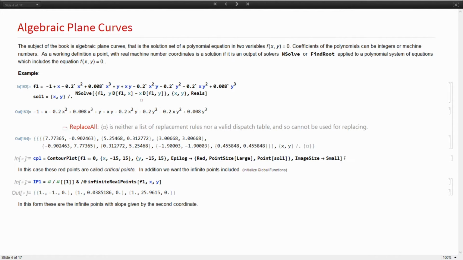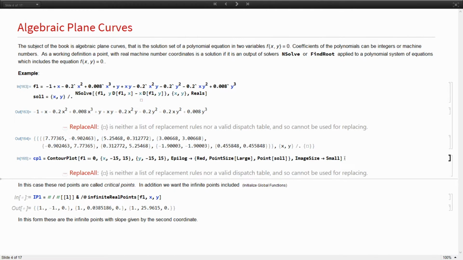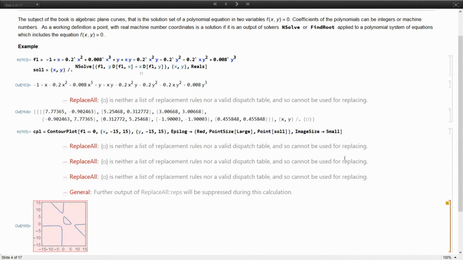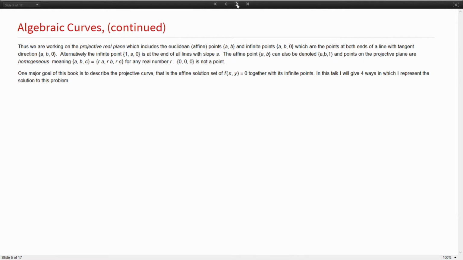Okay, and I can then. Oh, I know. What happened is I didn't get this first. Okay, let's go on to the next page. And then we'll be okay. Well, the next page, okay.